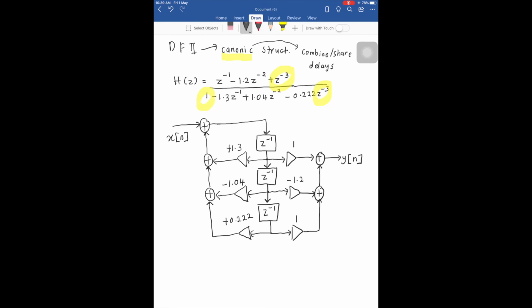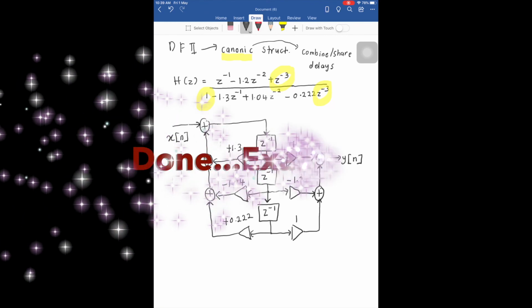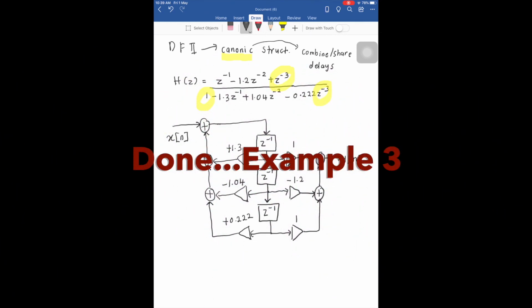So that's all the 3 examples of chapter 8. Make sure you do your own revision.